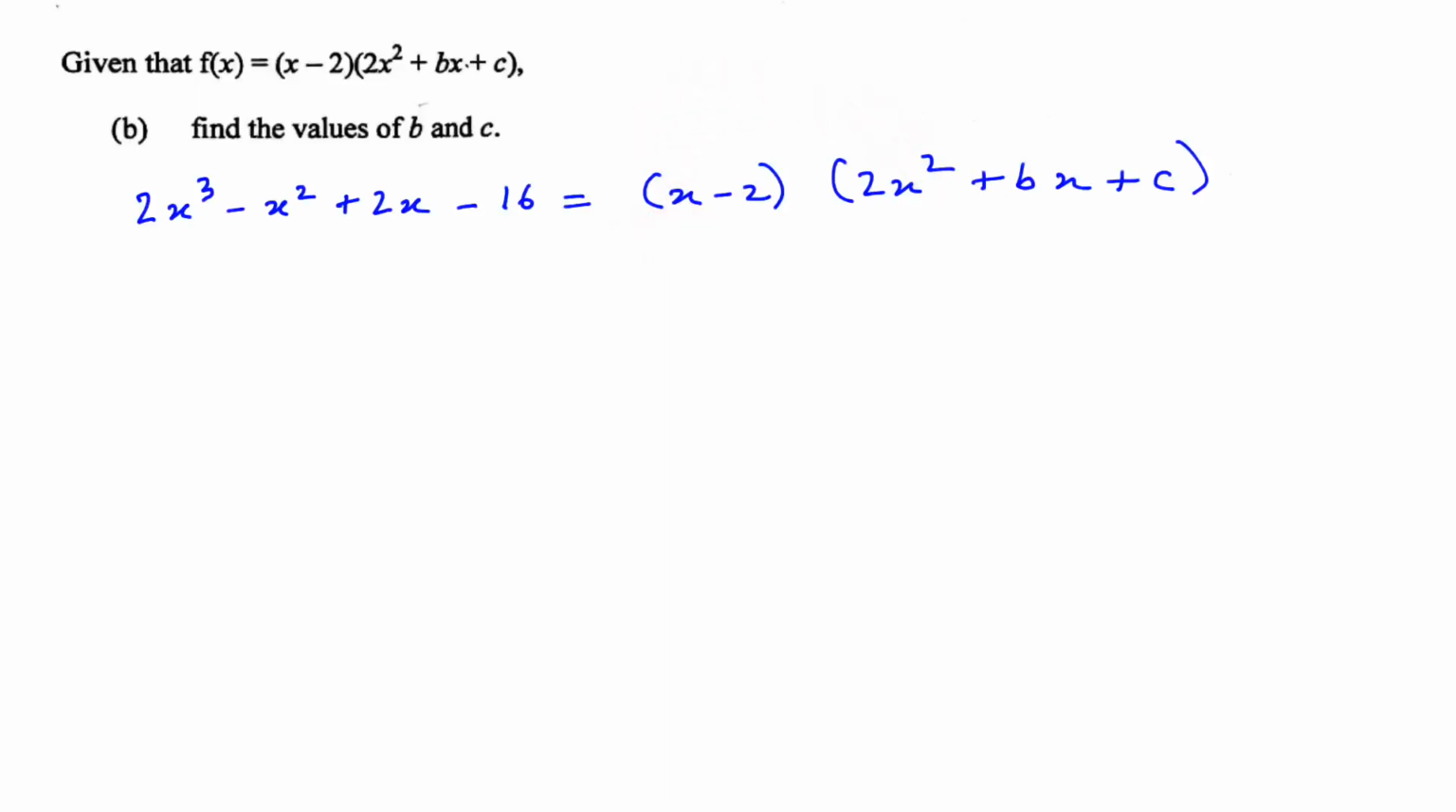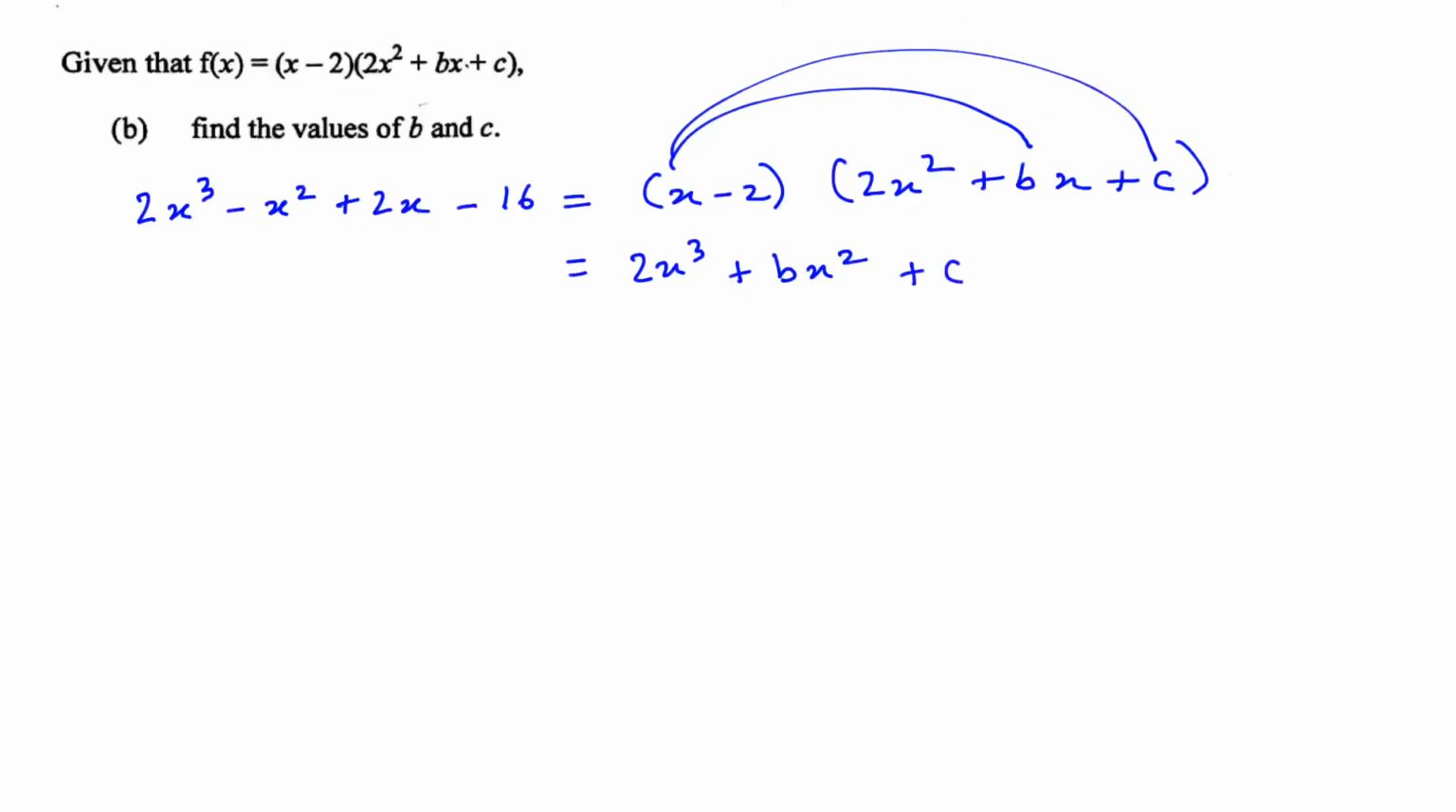We are going to multiply x by each term. So x multiplied by 2x squared will give us 2x cubed. x multiplied by bx will give us bx squared. And x multiplied by c will give us cx. Now we are going to multiply by negative 2. So negative 4x squared, negative 2bx, and negative 2c.